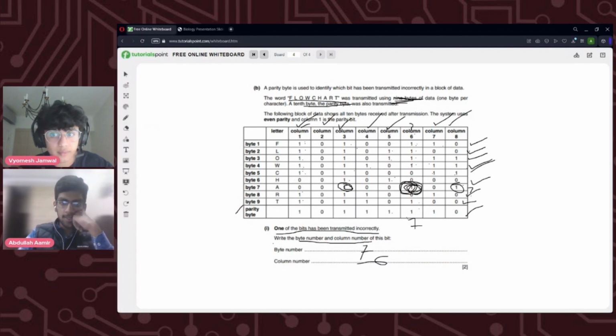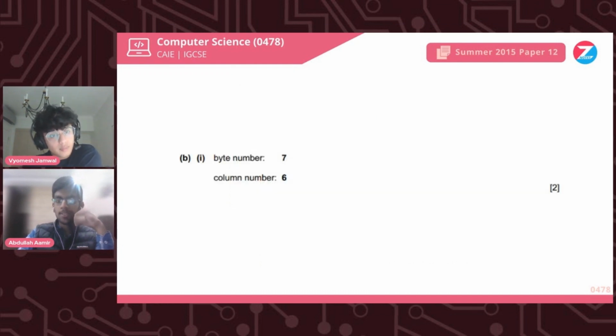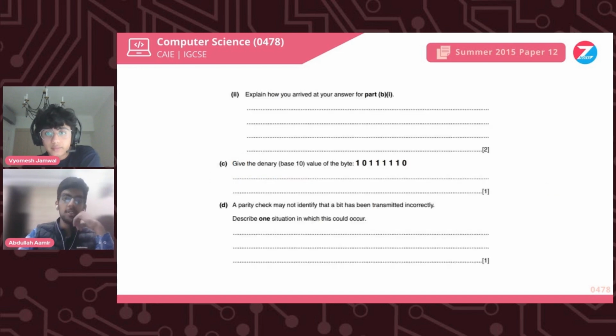Yes, that's how you calculate the values. And if we just go to the next slide, we'll be able to see that the marking scheme has the answer, and it is column six, byte seven, which was our answer.